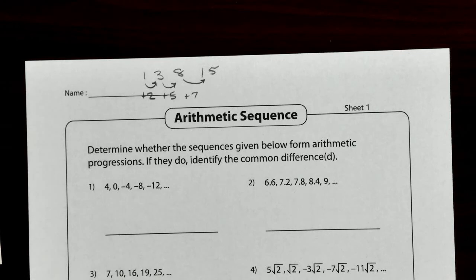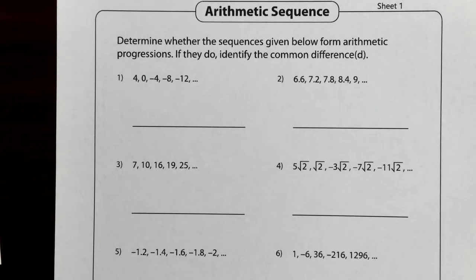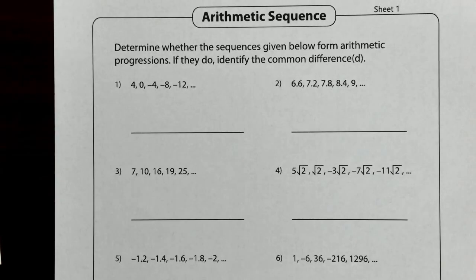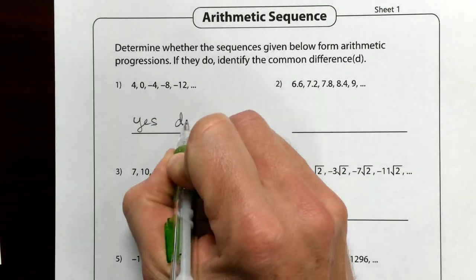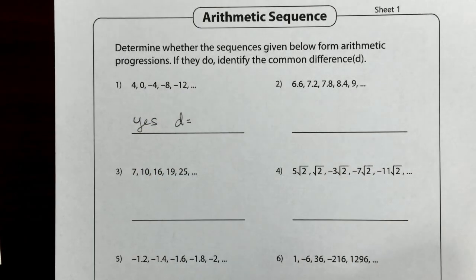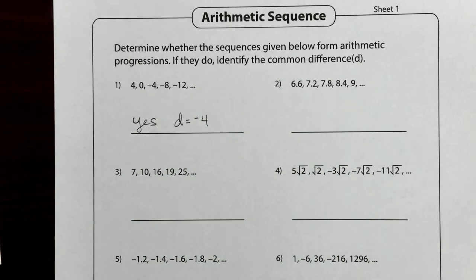All right, so let's look at number 1. Mia Edwards, you there? All right, number 1. Is that an arithmetic sequence or not? Exactly. So this is an arithmetic sequence. If it is an arithmetic sequence, what is the common difference? Minus 4. Great job.